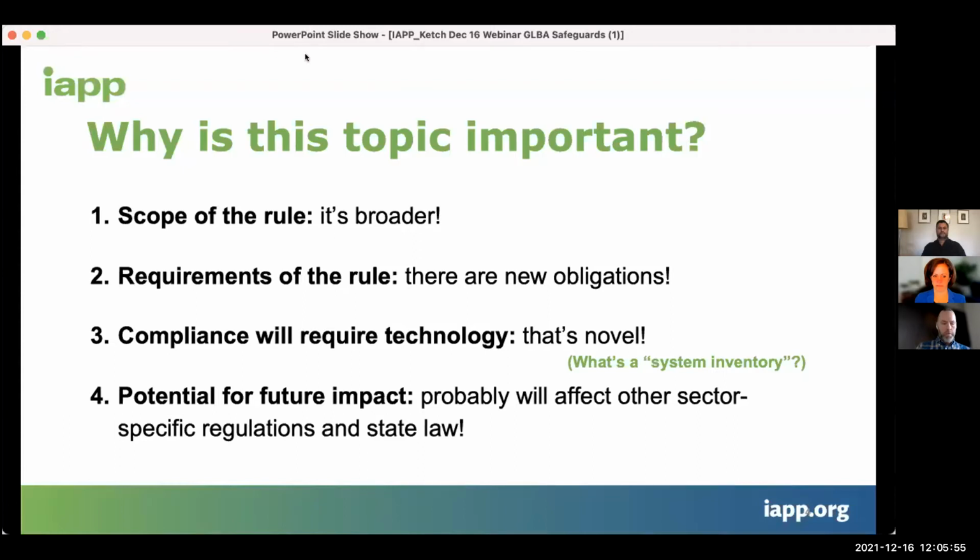And there's also potential for future and broader impact, because this Safeguards Rule, as it has in the past, is likely to affect other sector-specific regulations and state laws, like California privacy law, for example.